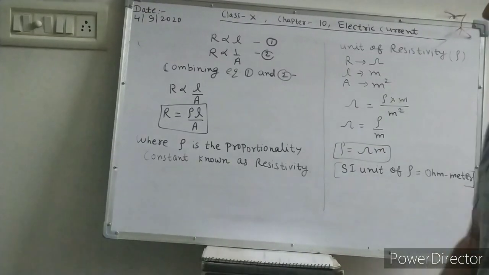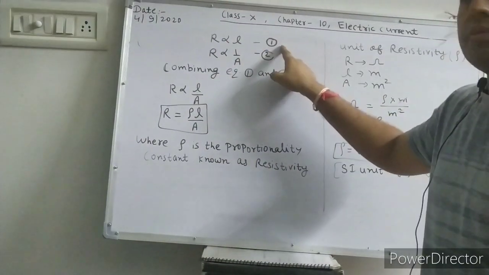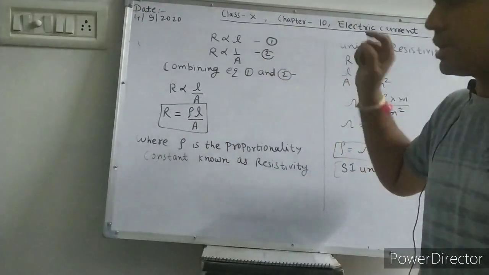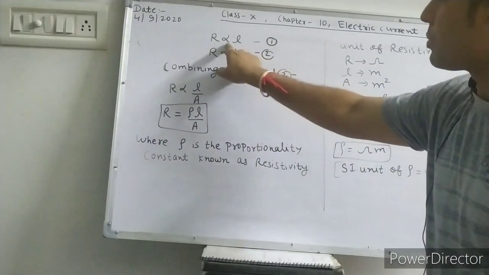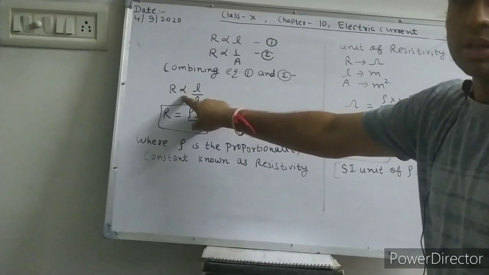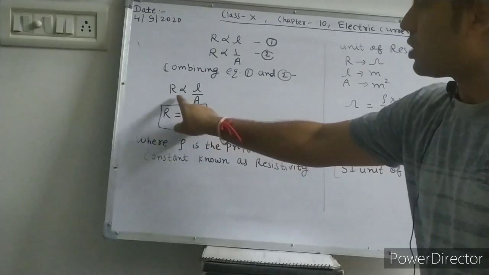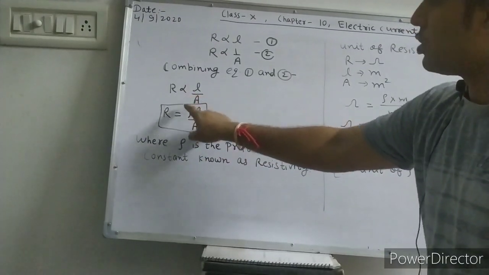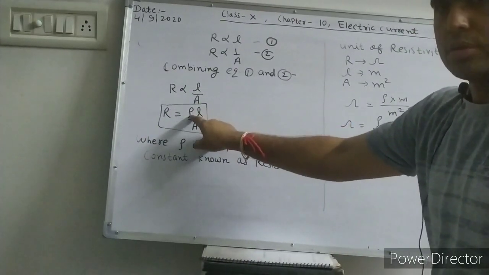So we have seen R proportional to L, the first equation. Now second, R proportional to 1 upon A, the second equation. Combining these two equations, you get R proportional to L upon A. Now when you remove the proportionality sign, you get a proportional constant. So R equals rho L upon A. This is called rho.